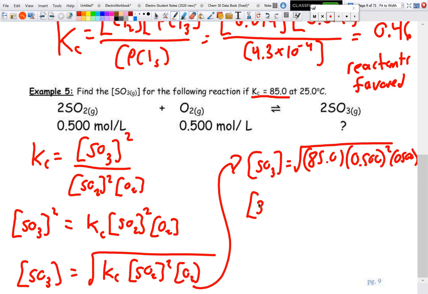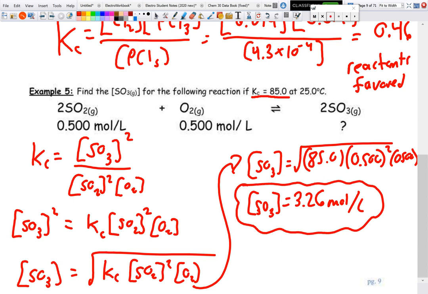And when we are done, we get the concentration of SO3 is equal to 3.26 moles per liter. And that's how we do that one. So just remember, or try not to forget, that the SO2 was squared here, so that's why that square showed up there. All right, so that is, of course, using our equilibrium law and solving for some concentrations.